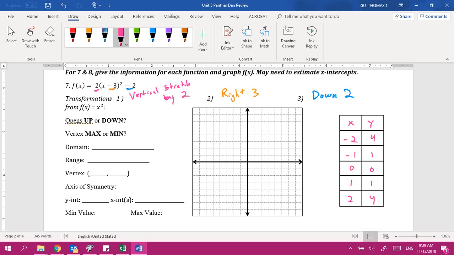The first transformation is a vertical stretch by 2. What would that do to my values in the table? The y values will go up. The y values, and how do you know it's the y values? Because the vertical is up and down, so that means the y is up and down. That's right. Vertical is up and down, which means it's a y. X is left and right, which is horizontal. So it's a vertical stretch by 2. So what would I do to all my y values if I'm stretching them by 2? Multiply them all by 2.